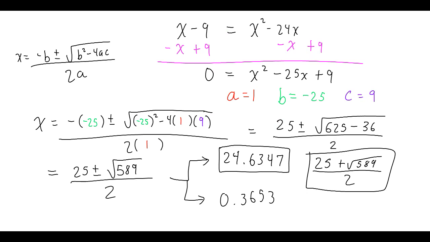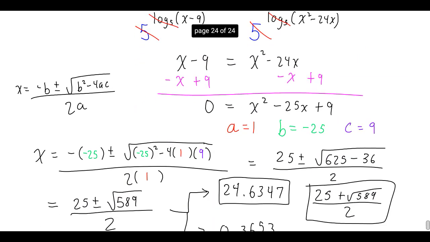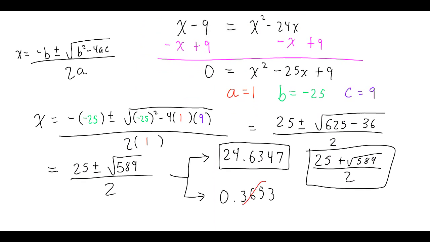0.3653. Okay, if I plugged in a decimal less than 1, that's going to be minus 9. That's, of course, going to present a negative number. Okay, so that one already fails on the first one. So this 0.3653, not a solution. So 25 minus square root of 589 over 2, not a solution. So here we go, exact answer and decimal approximation.